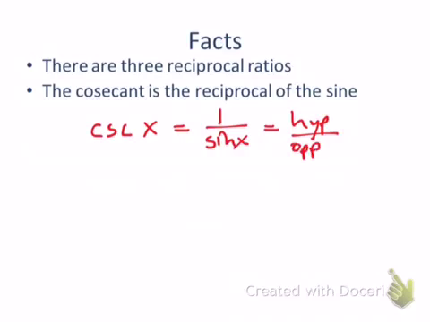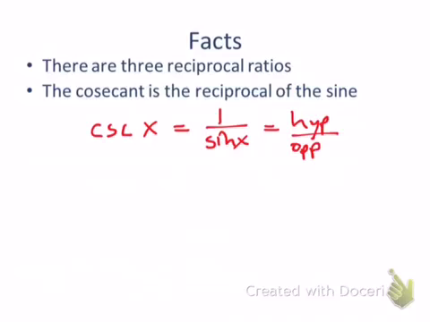Wait, what was the abbreviation? Is that CSC or something? That's cosecant, yes. CSC. But isn't it opposite over the hypotenuse? No, the sine is the opposite over the hypotenuse. The cosecant is the reciprocal of that, so it's the hypotenuse over the opposite.